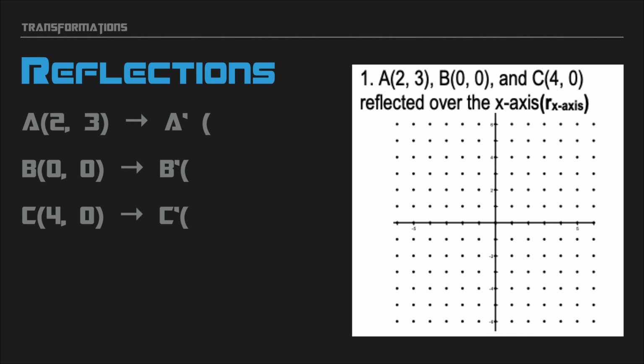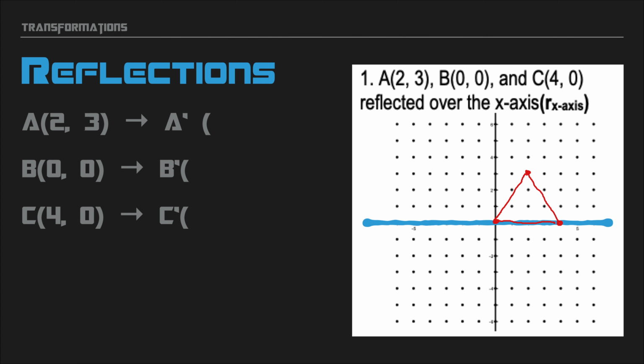So here's our first one. We are reflecting A, which is at 2, 3, and then B at 0, 0, and C at 4, 0. Now we are reflecting this over the x-axis. So let's look at this right here. That's this line. So what you're going to notice is two of our points are already on the x-axis. Those points are not going to actually move because they are already on the line of reflection. It's like if you put your hand on a mirror, then it's right on your other hand.